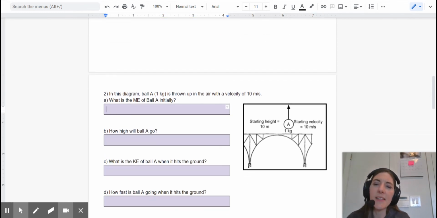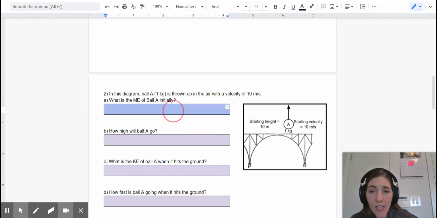Okay. In this diagram, you have ball A, which is 1 kilogram. It's thrown up in the air with a velocity of 10 meters per second. I want you to tell me what the mechanical energy of ball A is initially. Now, you have to look at the picture to figure it out because ball A has a velocity going upward, but it also is at a height above the ground.